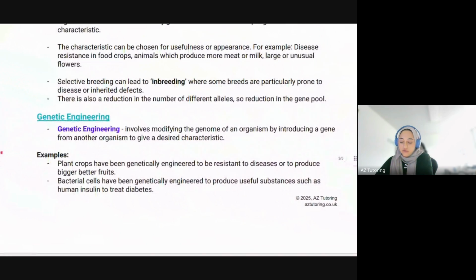Genetic engineering involves modifying the genome of an organism by introducing a gene from another organism to give a desired characteristic. So, for example, when you see GM crop, it's because they genetically modified crops. That's why they all look the same.